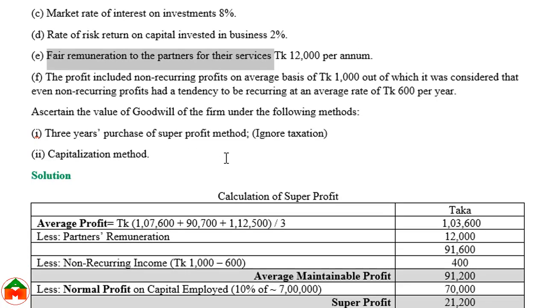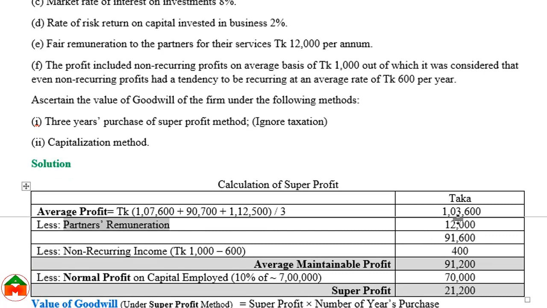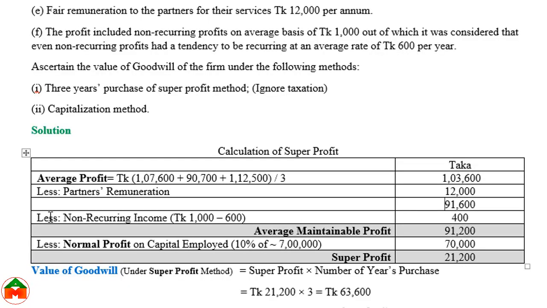We need to deduct it. Partners' remuneration 12,000, we need to deduct it. And ultimately here we can see 91,600. Then we will deduct the non-recurring income. This 400 is the non-recurring income. So if we deduct the non-recurring income, we will get the average maintainable profit.